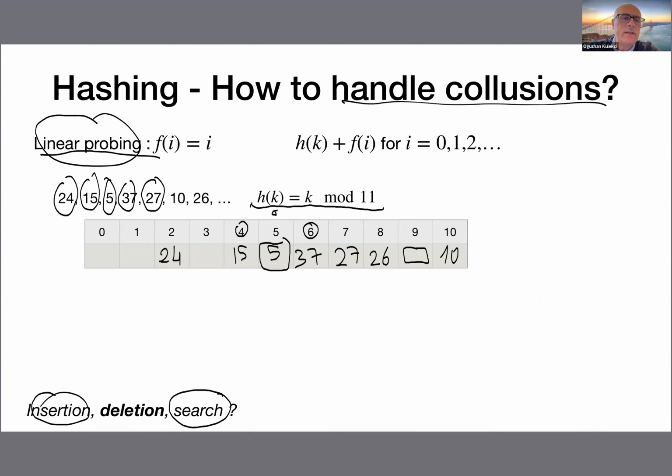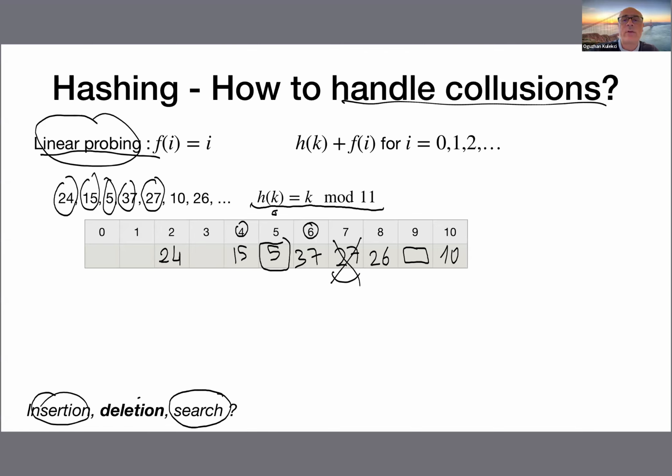Okay, so now let's study this deletion. Let's say I would like to delete 27. So I go to my hash table, I find its position, and what can happen is I can just immediately delete this element. But if I delete it, there can be a problem.